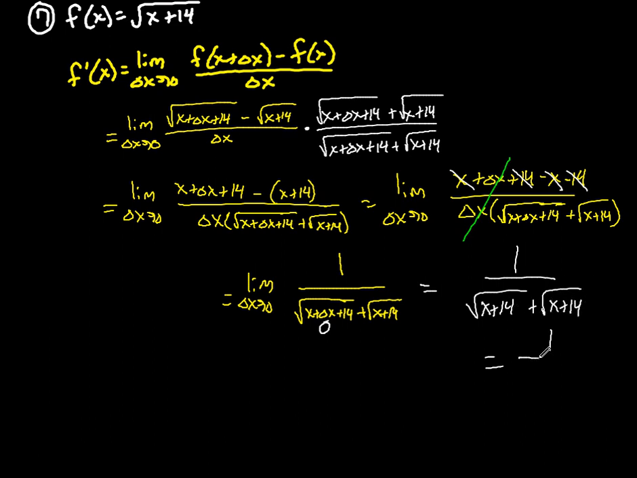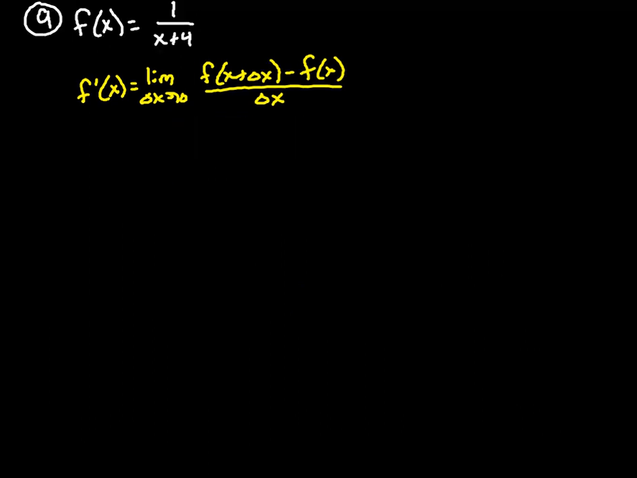So I have 1 over 2 square roots of x plus 14. That is my final answer. Again, you will have a square root and your option of doing a second square root. You'll have the same thing for the fractions. You will definitely have one, and you'll have the option of doing a second one on your test.